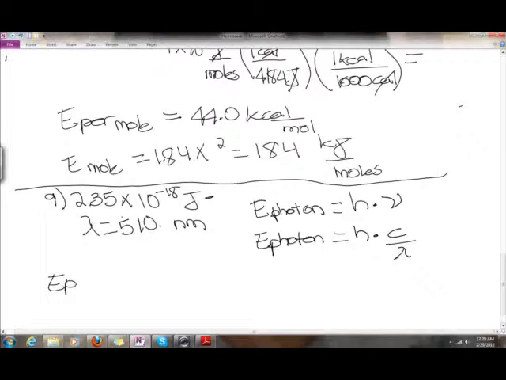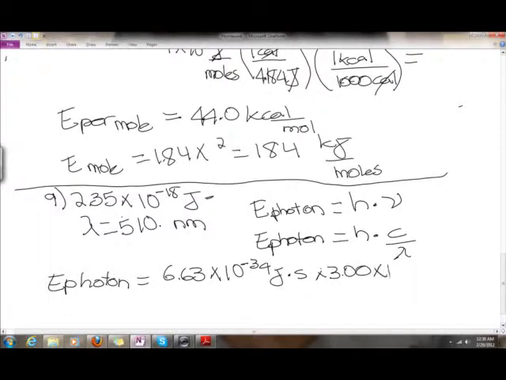So energy of a photon would be equal, right, to the Planck constant 6.63 by 10 to the minus 34 joules multiplied by seconds, right, by 3.00 by 10 to the 8 meter per second, divided by the wavelength. What is the wavelength? 510 nanometer.